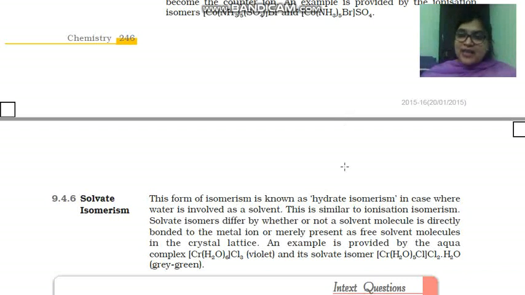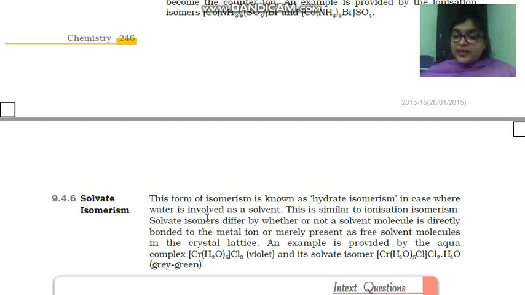And here the last isomerism was left, so here we will discuss solvate isomerism. Children, previously we have discussed linkage isomerism, coordination isomerism, then ionization isomerism, and today we will discuss the next isomerism, that is solvate isomerism.